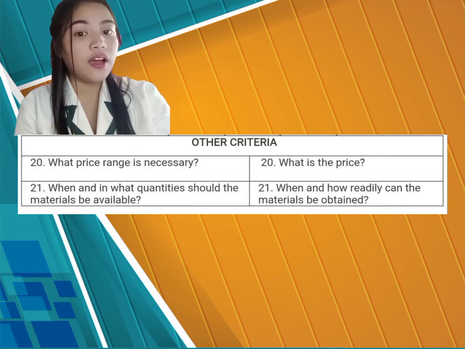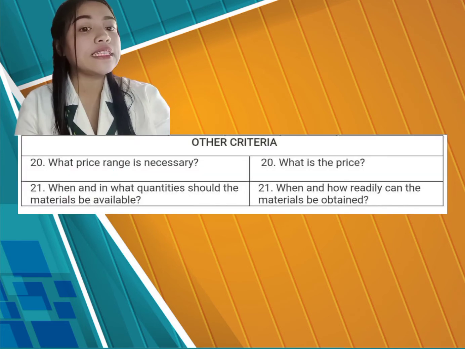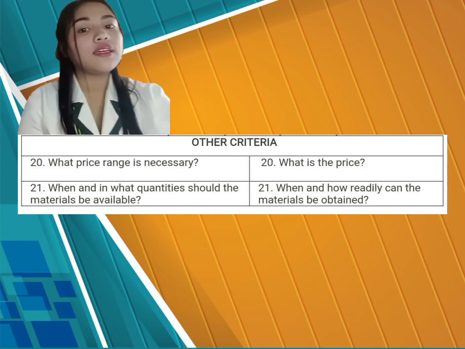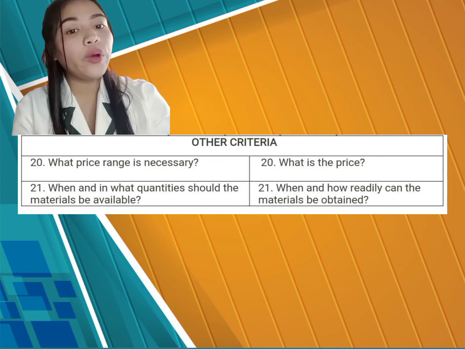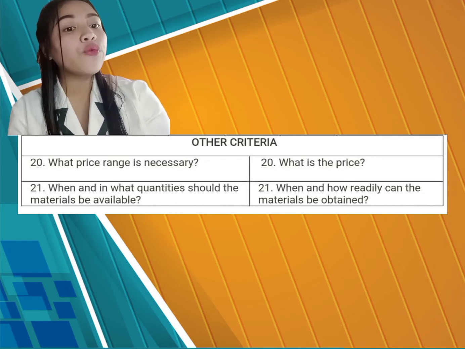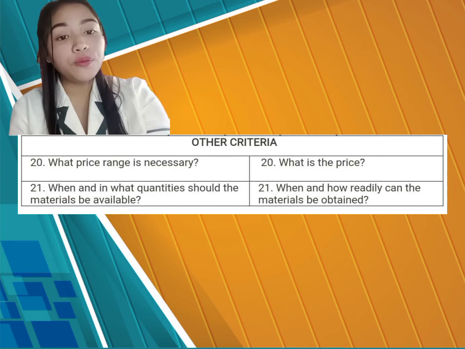Other criteria: what price range is necessary? What is the price? When and in what quantities should the materials be available? When and how readily can the materials be obtained?